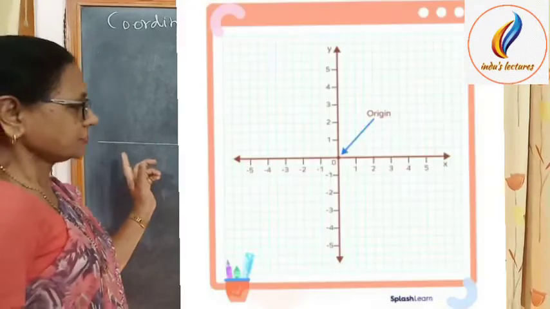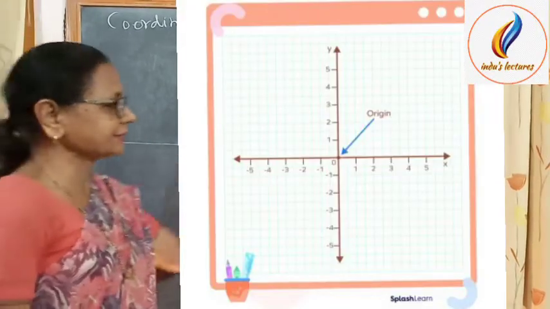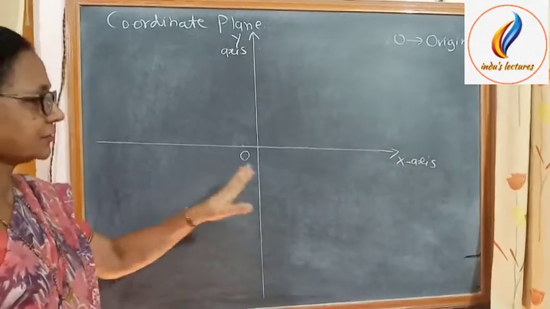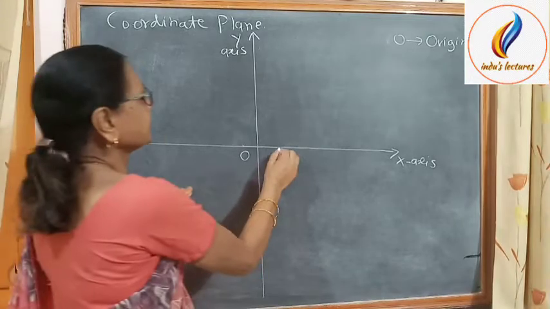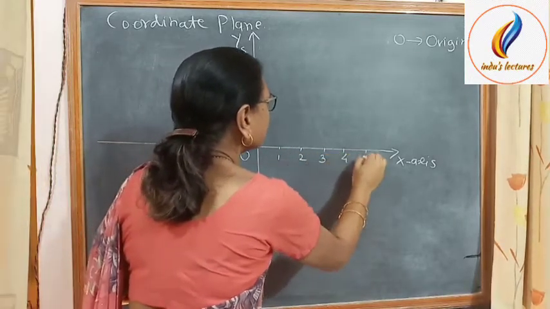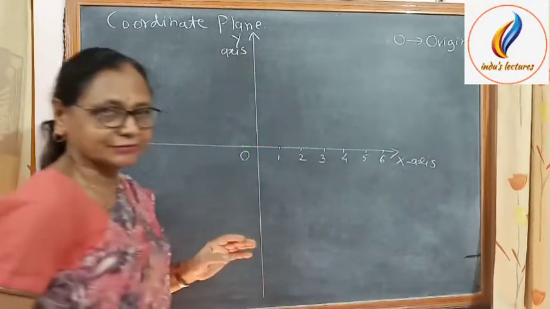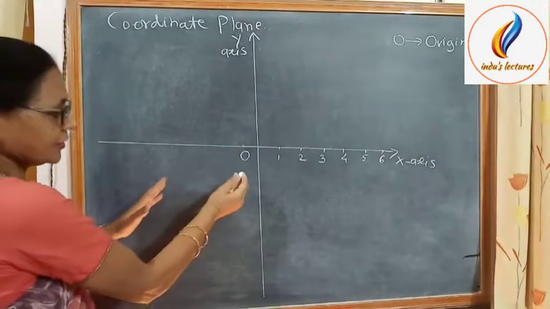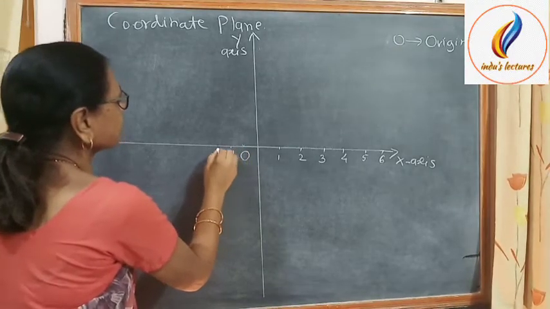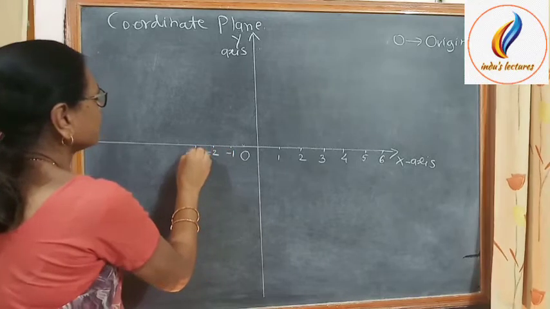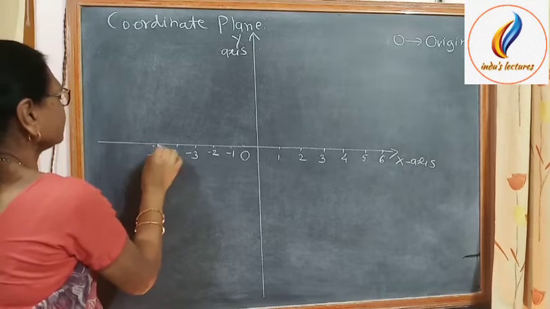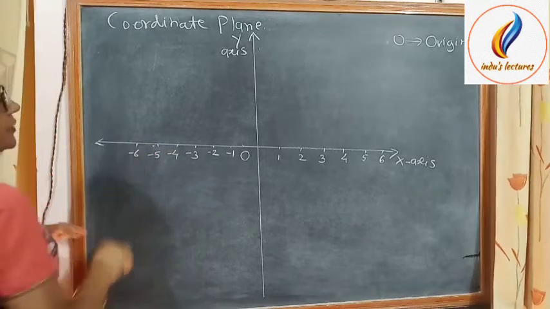Now consider the x-axis. The x-axis is a number line. So the numbers on this x-axis are, say, 1, 2, 3, 4, 5, 6 and so on. Then on the left side of the origin there are negative numbers, say -1, -2, -3, -4, -5, -6 like this.